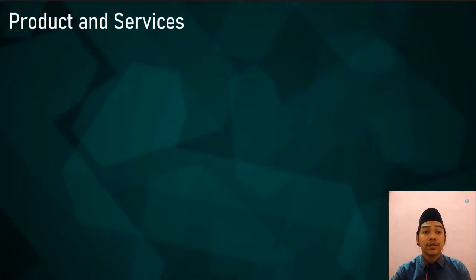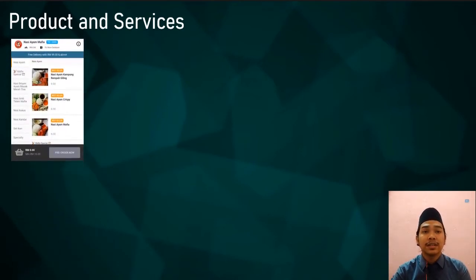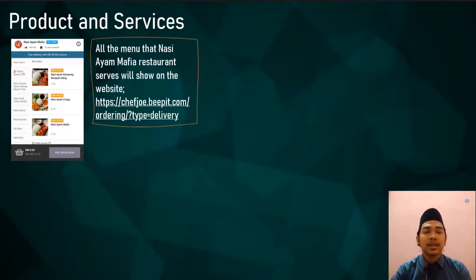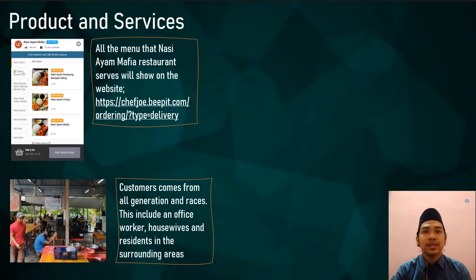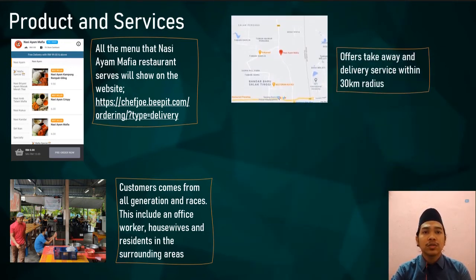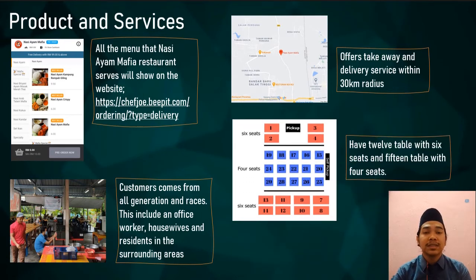Product and service. The restaurant Nasi Ayam Mafia serves lunch and tea time. All menus that Nasi Ayam Mafia restaurant serves will be shown on their own website. Customers come from all generations and races, including office workers, housewives, and residents in the surrounding area. Nasi Ayam Mafia also offers take away and delivery service within a 30 km radius. Nasi Ayam Mafia has 12 tables with 6 seats and 15 tables with 4 seats.